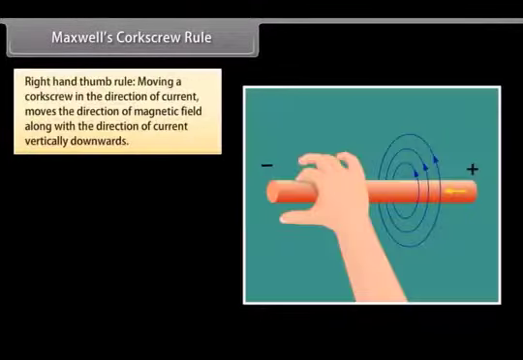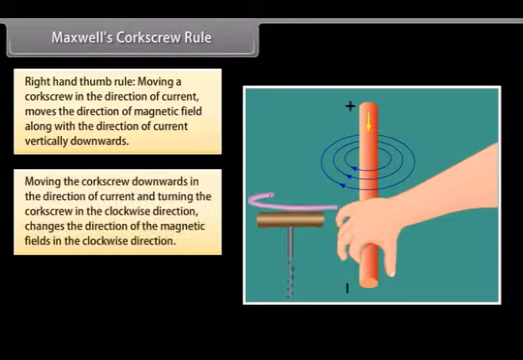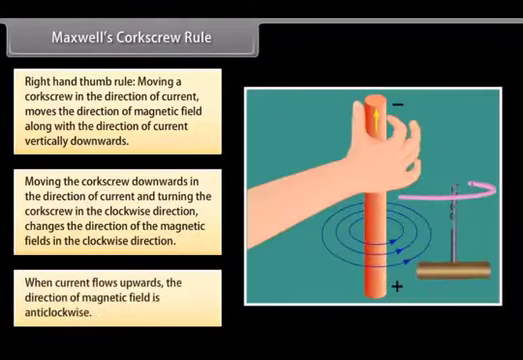Maxwell's Corkscrew Rule. Maxwell's Corkscrew Rule, also known as the right-hand thumb rule, defines that moving a corkscrew in the direction of current moves the direction of magnetic field along with the direction of current vertically downwards. If we move the corkscrew downwards in the direction of current and the handle of the corkscrew is turned in the clockwise direction, then the direction of the magnetic field is clockwise. So, when current flows upwards, the direction of the magnetic field changes and is anti-clockwise.